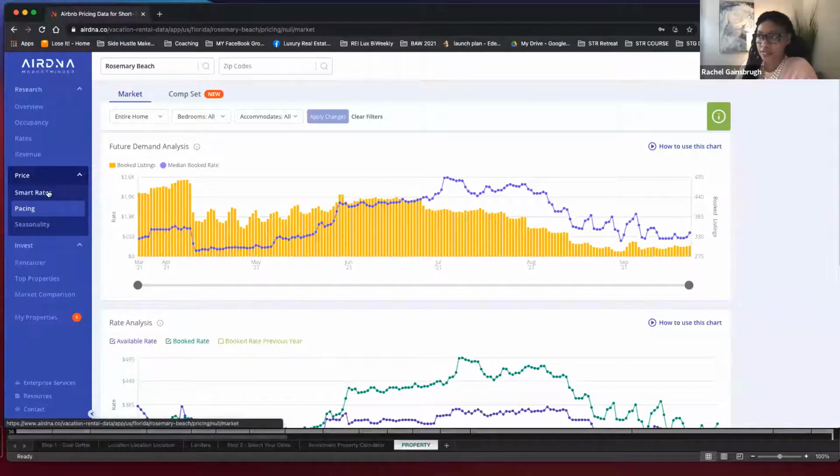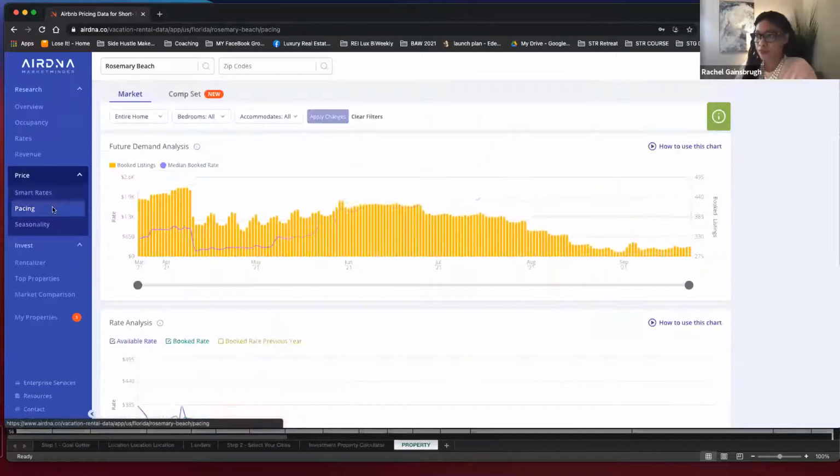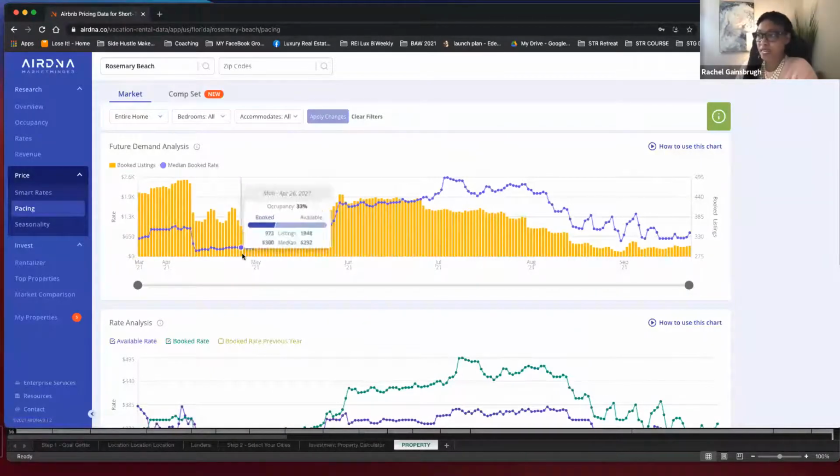So the smart rates, I typically glance at it, but I really skip over it. Pacing is something that I do look at as well.